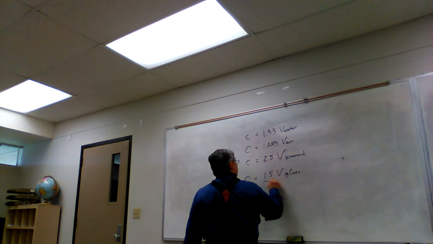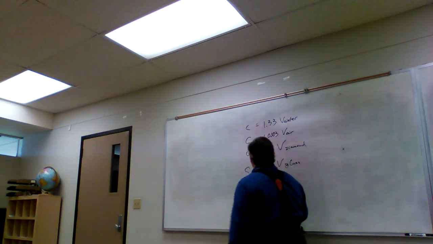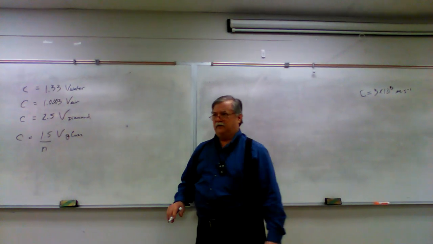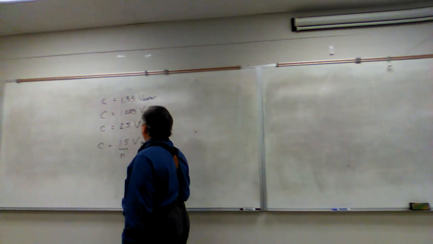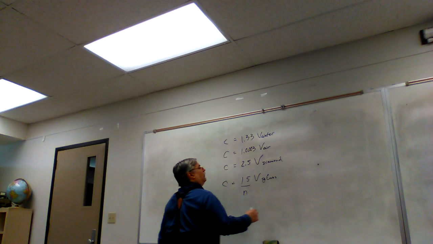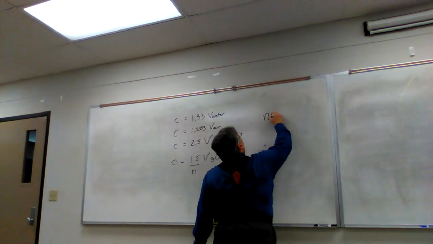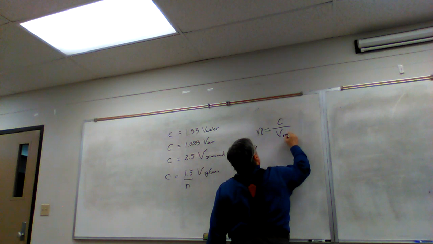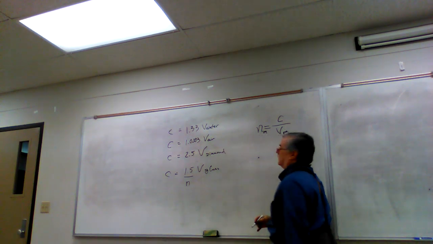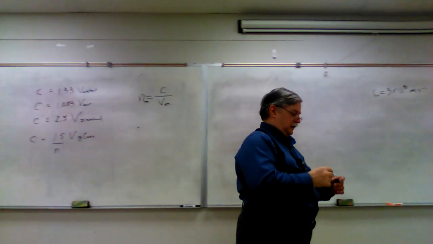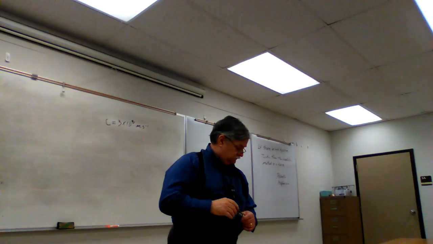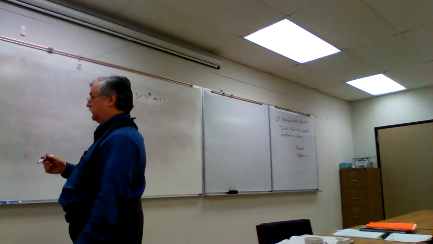These coefficients are called N, which are the index of refraction for these materials. So N is equal to the speed of light divided by the velocity in whatever medium you're talking about. That is the index of refraction. And we talked last time about it.